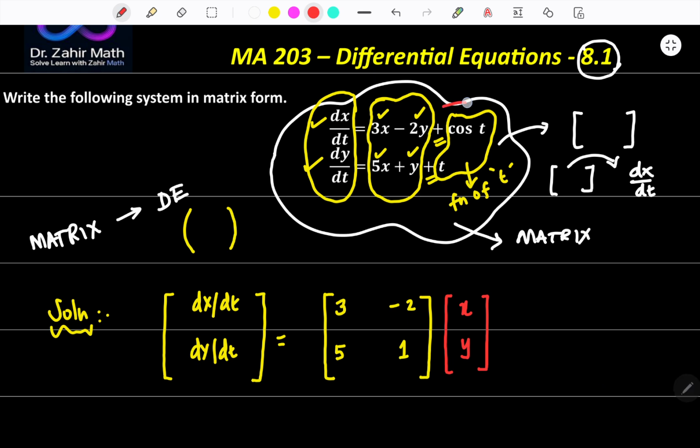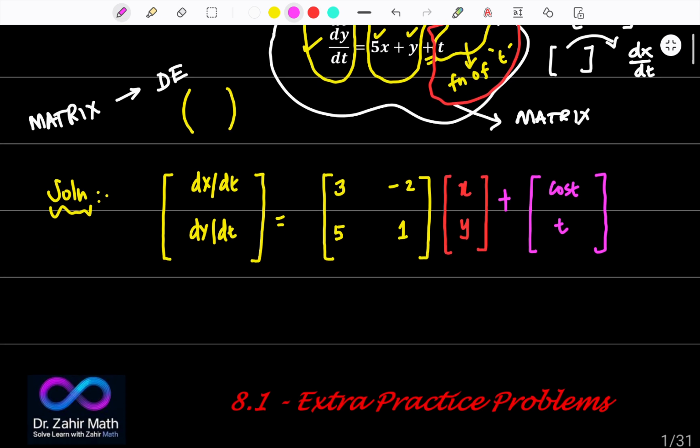After that, you have functions of t over here. Sometimes it will be there, sometimes it will not. So you open again a matrix and write this function, cosine t and t. Is it okay, everybody? Is this a matrix, my teacher? Can I stop here? No. If you stop here, you will lose half a mark or 1 mark.